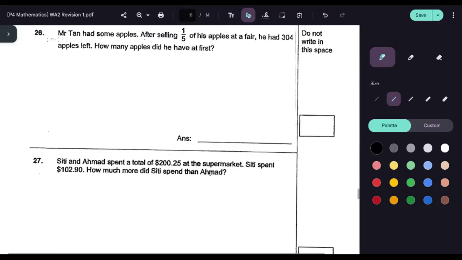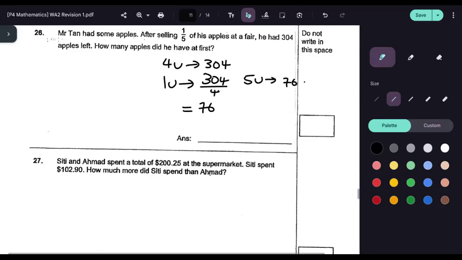Okay, this. Mr. Tan had some apples. After selling 1/5 of his apples at the fair, he had 304 apples left. Okay, so 4 units is 304. 1 unit is 304 divided by 4, which will be 76. And he wants the apples at first, so it will be 76 times 5. 380.